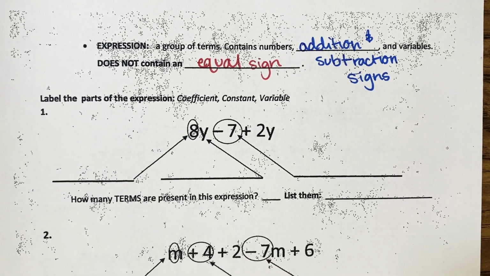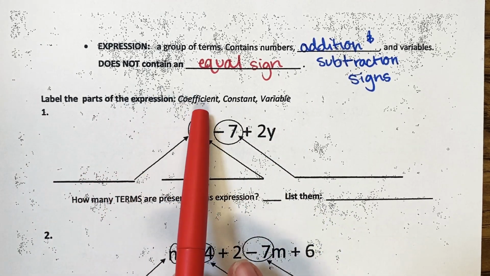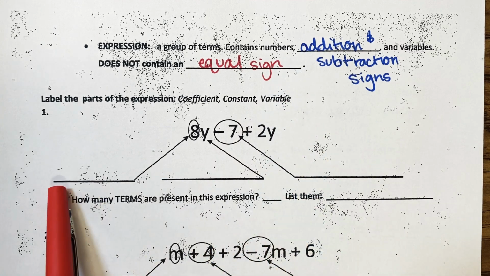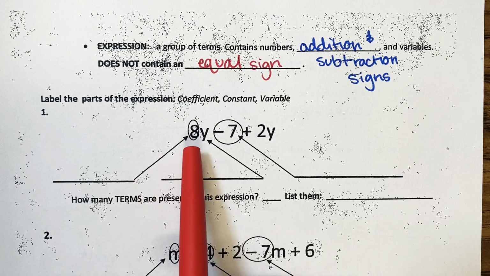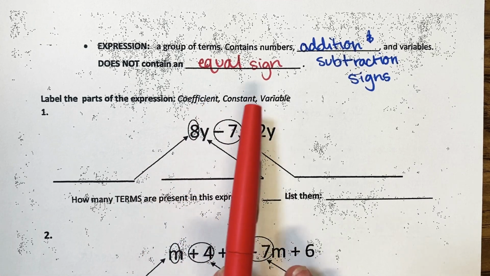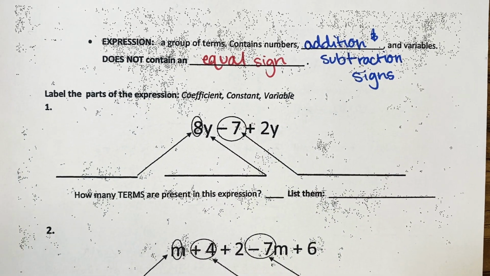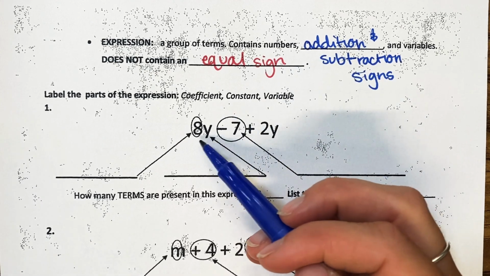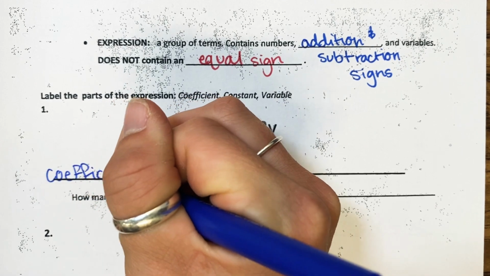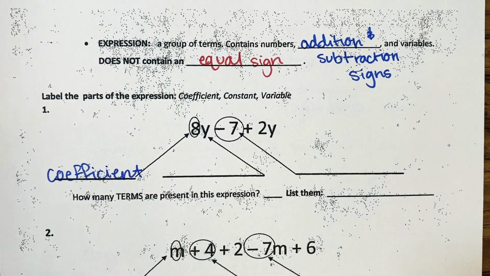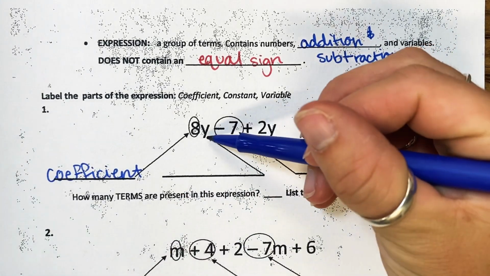Okay, so it gives us this expression right here. Now it's asking us to label the parts of the expression, the coefficient, the constant, and the variable. So what is this blank space right there? It's pointing at this 8. Is this 8 a coefficient, a constant, or a variable? Okay, that is a coefficient. It's right in front of that y. So in this first one, coefficient.